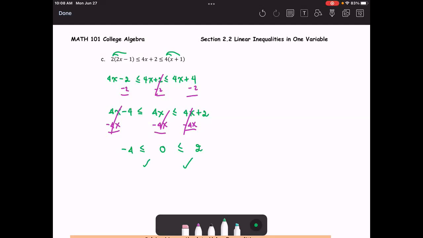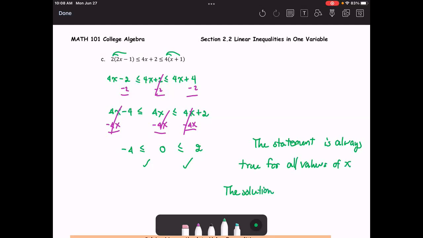In this case, we can say that the statement is always true for all values of x. So in this case, we just write the solution as the set of all real numbers, or in interval notation as negative infinity, positive infinity.